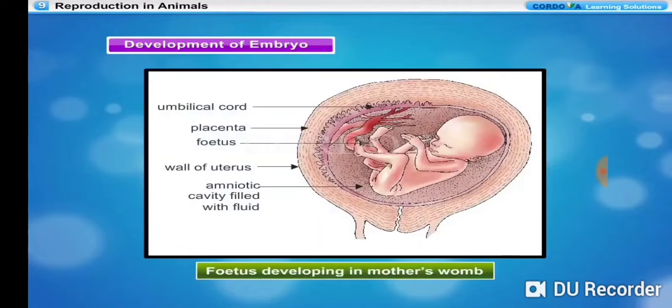When the development of the fetus is complete, the mother gives birth to the baby. The period of complete development of the fetus from fertilization till the birth of a baby is called the gestation period. It is about 9 months or 40 weeks in humans. The act of giving birth to a baby is called parturition.